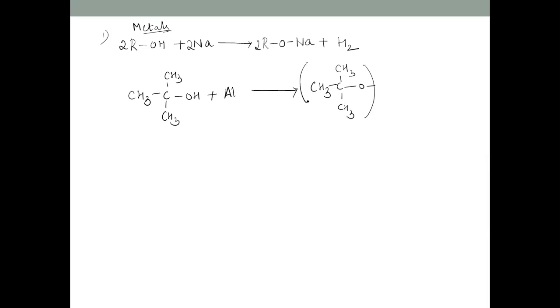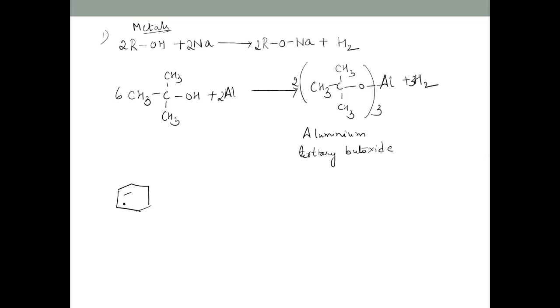Taking three Al plus H again, let me balance the reaction. Now this one is 6 times, so 2, 6, and this will be 2 here. How many hydrogens here? 3. So this is aluminium tertiary butoxide, right? This is being formed. This is sodium butoxide. Now let me show you the reaction of phenols.